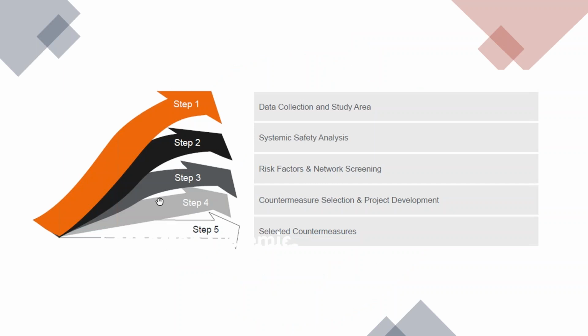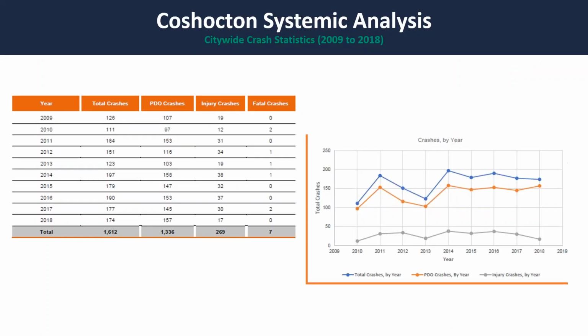With this project itself, these were the steps laid out in the systemic analysis technical report, very similar to the graphic seen before, just brushed down a little bit. In Coshocton, we ran the 2009 to 2018 crash data. You can see that the trends were up from 2009 to 2018 for total crashes, property damage only crashes, and injury crashes. There were 7 total fatal crashes in the city for that 10-year period, which wasn't egregious, I would say, for a city of that size. But the total number of crashes and the injury crashes were higher than we would typically see for a city of Coshocton's size.